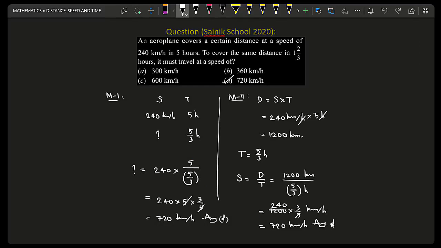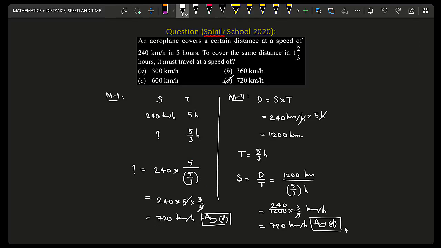Sir, I have another method, sir. Yes, I am going to ask the same thing. Better than these two, one more method also works here. What is that? Sir, 5 by 3 is one third of 5. Very good, 5 divided by 3 is 5 by 3. Sir, that is inverse proportion. So we want to multiply 240 into 3.